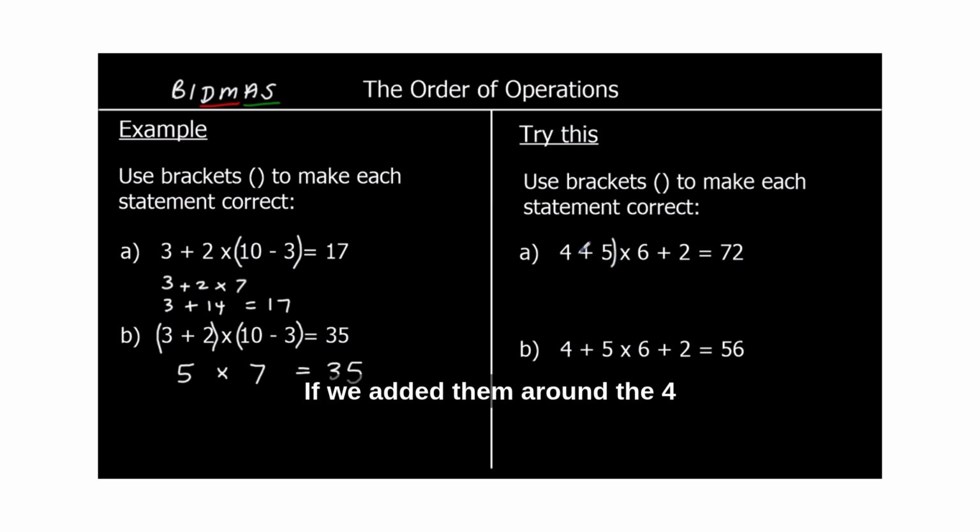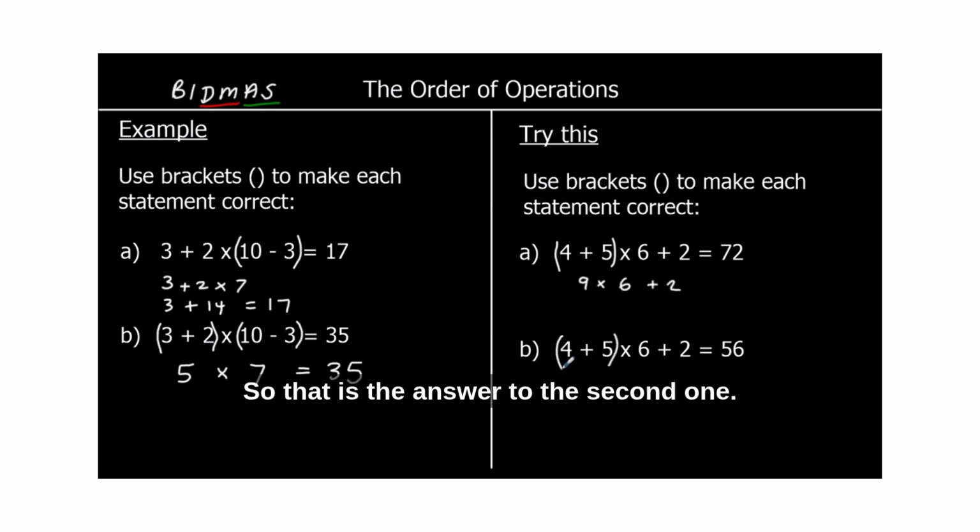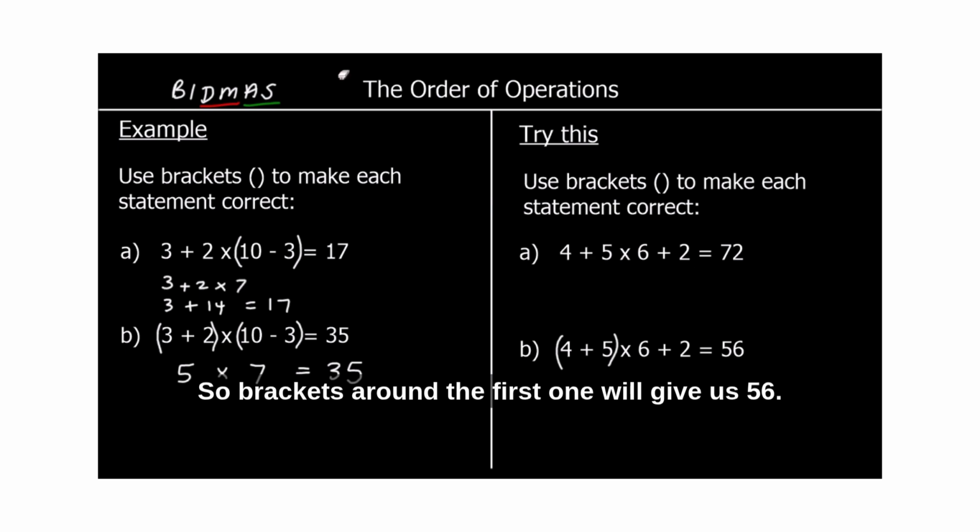If we added them around the 4 plus 5, that will give us 9 times 6. 9 times 6 is 54 plus 2 is 56. So that is the answer to the second one. So brackets around the first one will give us 56. How about brackets around the second one?